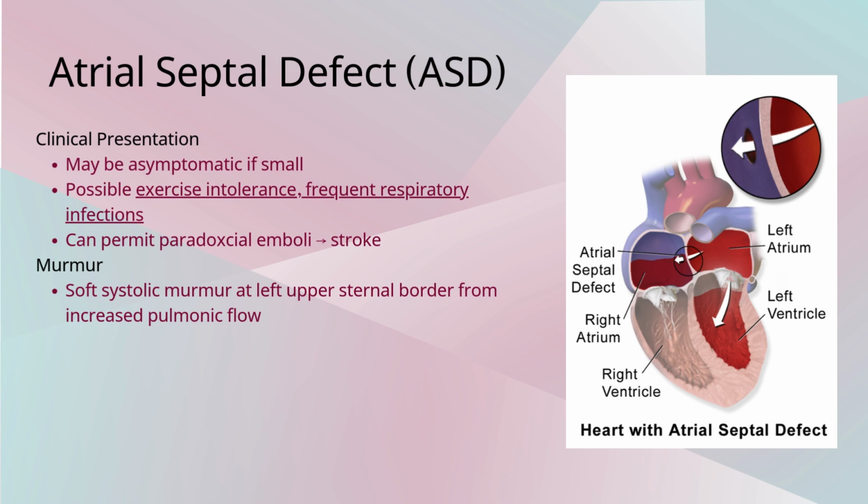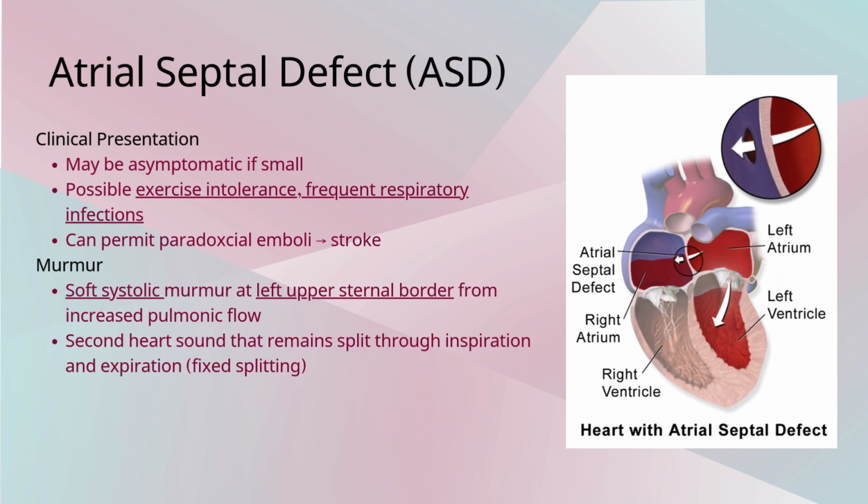The murmur of an ASD is a soft systolic murmur at the left upper sternal border, and it's caused from increased pulmonic flow. So the murmur you hear isn't actually the hole itself. It's from that increased flow across the pulmonic valve, and that's why it's a soft systolic murmur heard best at the left upper sternal border.